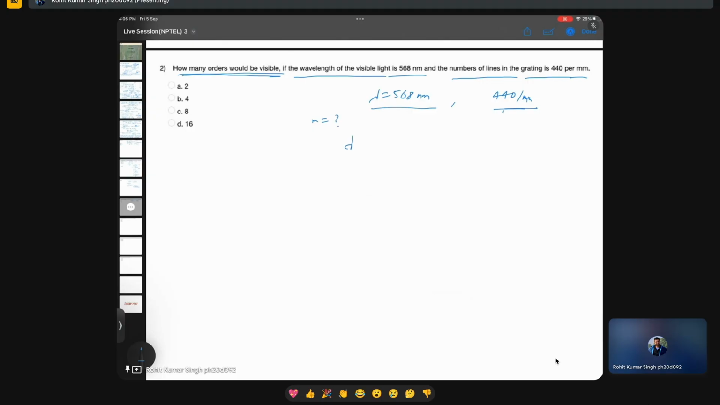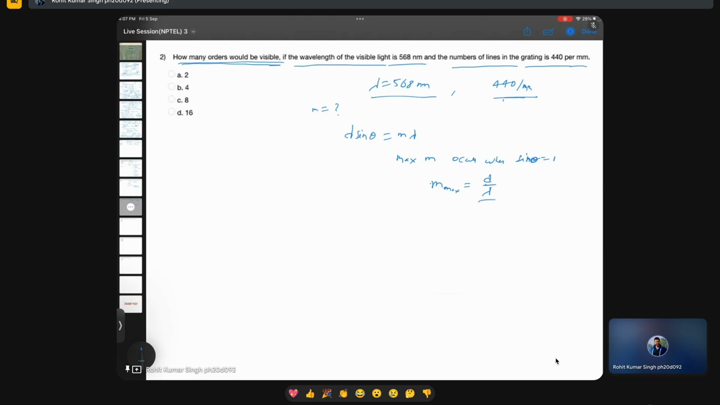Because you see, we have the grating equation. And the maximum possible order, m max, will occur when sine theta equals 1. So there is a limit to sine theta, right? m max is equal to d by lambda. So lambda is given, d we have to find out.